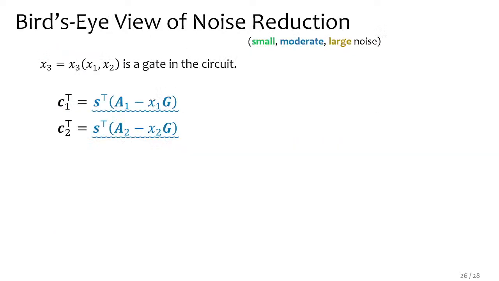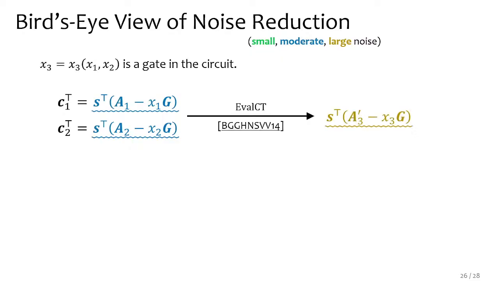Okay, so I know it's a lot, so let's have a bird's eye view of the noise reduction procedure. I'll use 3 colors to represent encodings having small, moderate, or large noise. Suppose you're in the middle of homomorphic evaluation and you have moderate noise from 2 gates. Then you want to apply another gate. You first do the BGG evaluation, which will give you an encoding of the output gate, but it will have large noise.